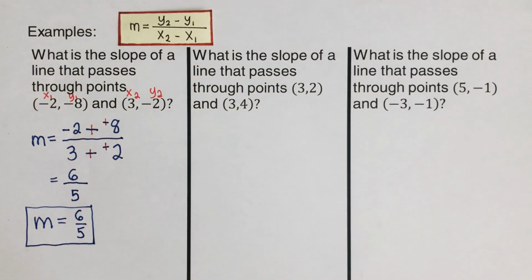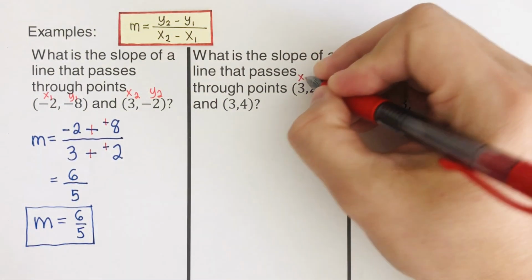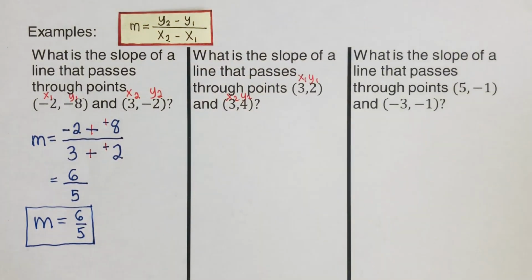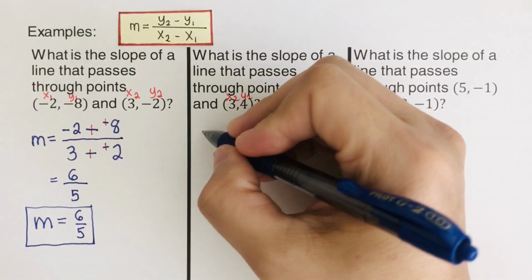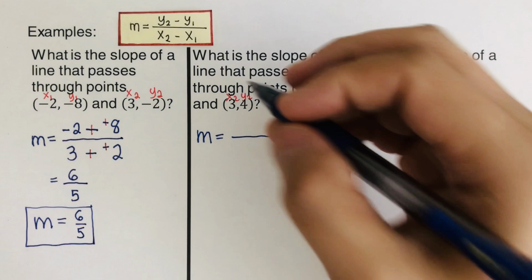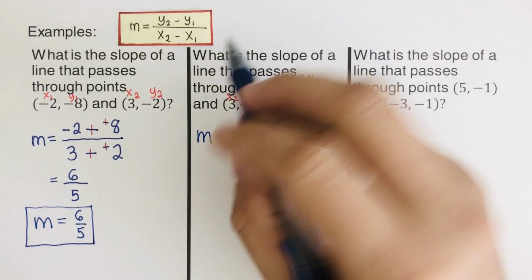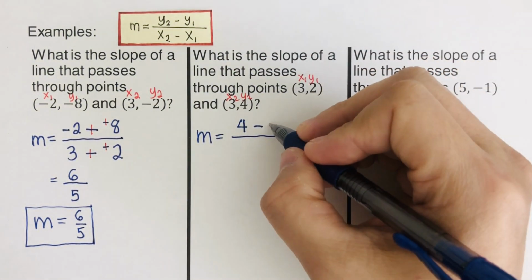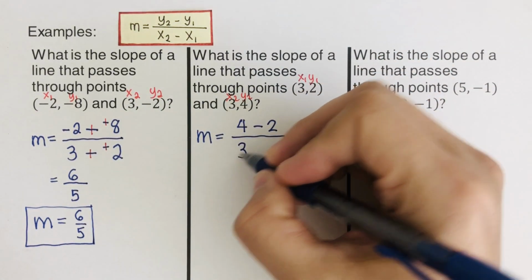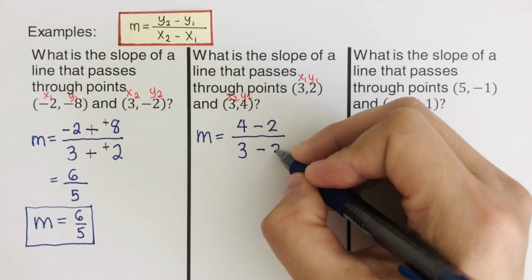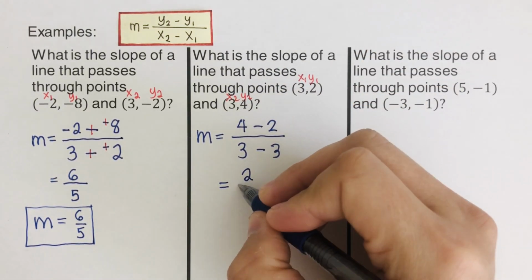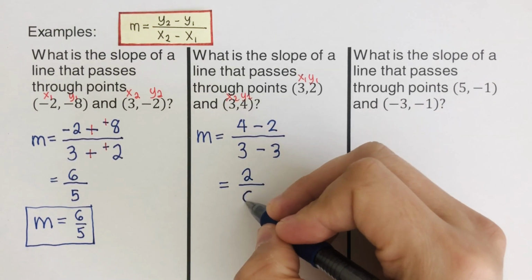So we have, again, we label this as our x sub 1, y sub 1, x sub 2, y sub 2. So then we put this into this equation for slope. M is equal to, first we have y sub 2 is 4 minus y sub 1 is 2. We put a 2 here. And then we have x sub 2. So x sub 2 is 3 minus 3. So then we go ahead and do the arithmetic here. 4 minus 2 is 2 over 3 minus 3 is 0.